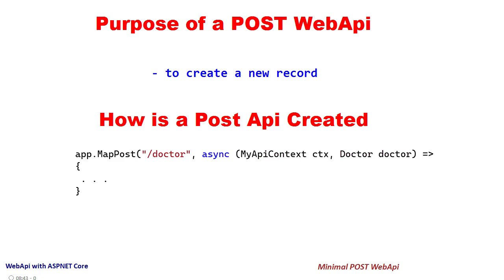The first argument is a route pattern for the URL for the API, and the second is a function that accepts a parameter containing the record to be created. For example, if a record of type doctor is to be created, then the parameter would be of the type doctor.